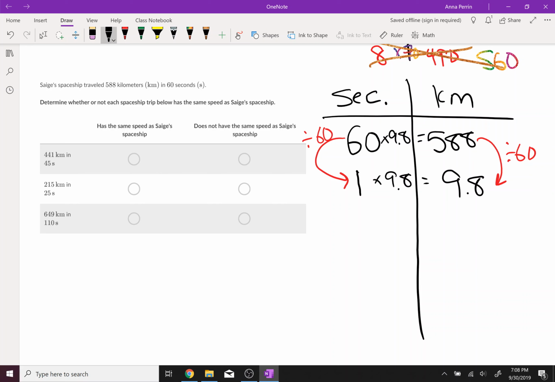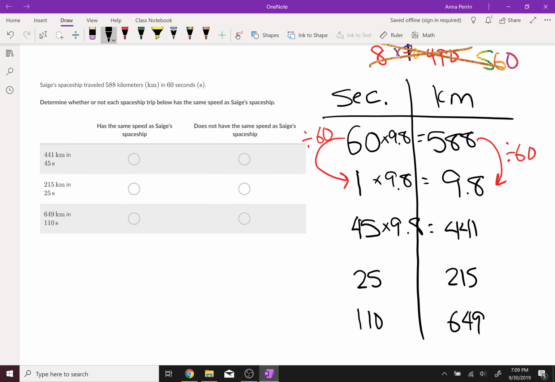So I just need to see, do those other values give me that exact same constant of proportionality that I'm expecting? So just as before, I'm going to go ahead and plug those values into my table before I see if they work. So 45 seconds with 441 kilometers, 25 seconds with 215 kilometers, and 110 seconds with 649 kilometers. So now I'm going to go ahead and check that. 45 times 9 8/10 is 441. That means this row works. That means that spaceship is traveling at the exact same speed as Sage's.